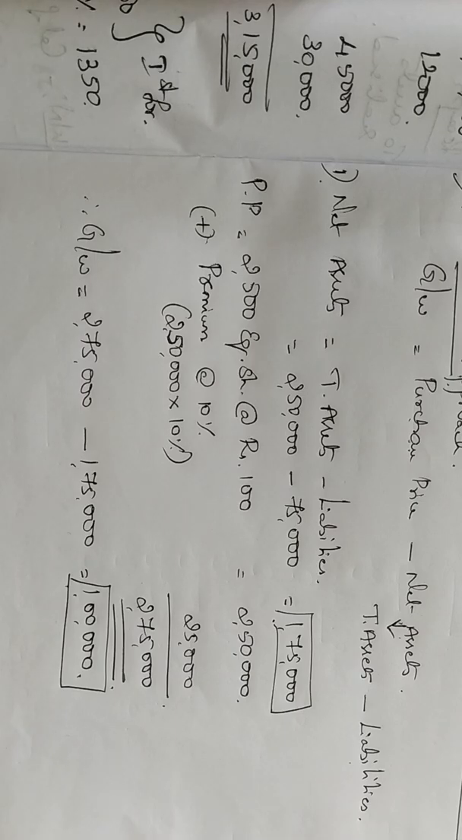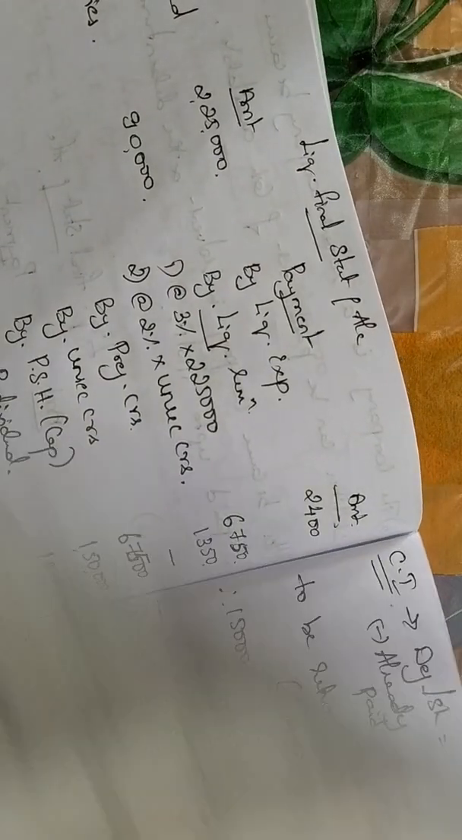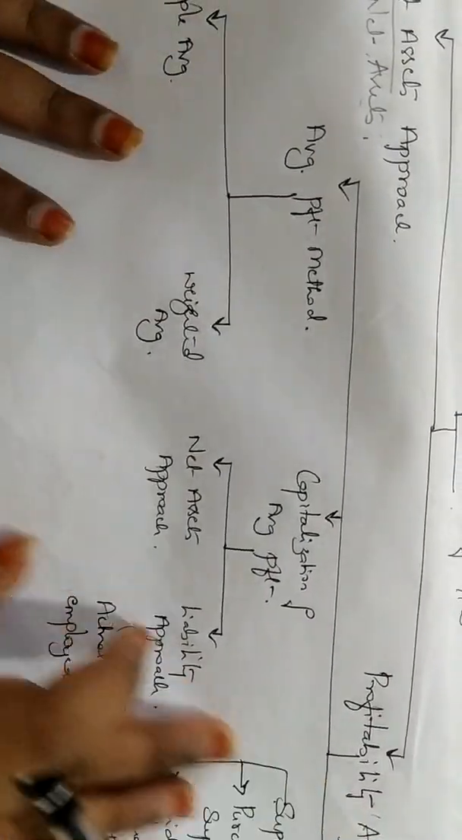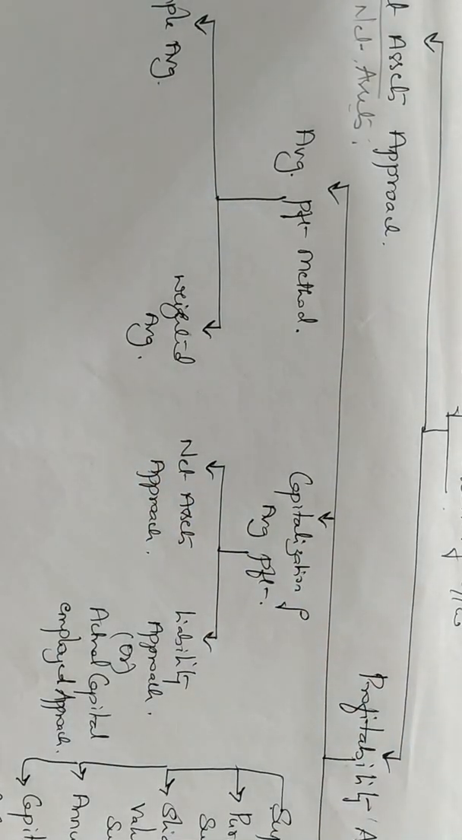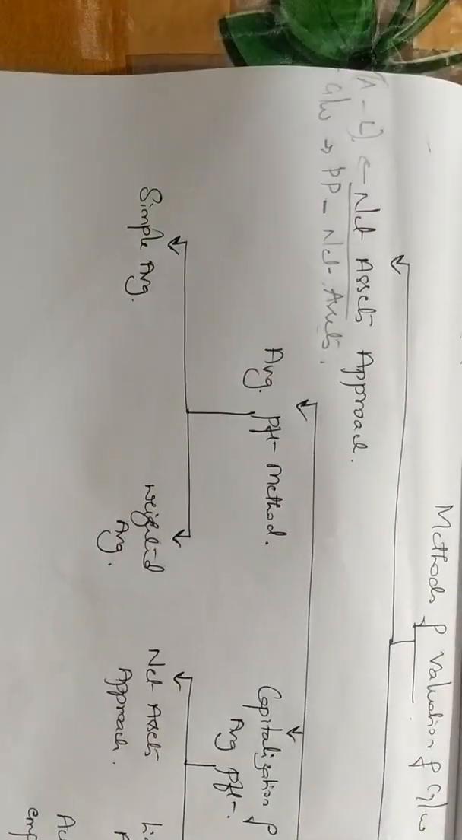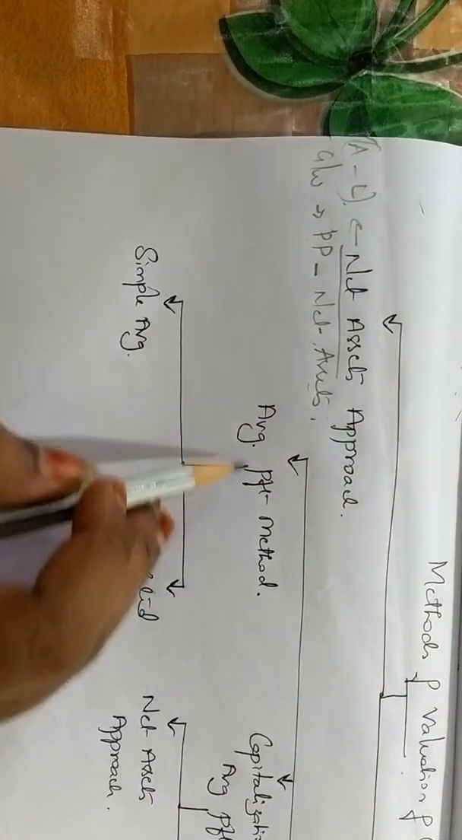Now we'll go ahead. Net asset approach is done. Okay, now I'm going to start with the next method. So I'll just again come back to the methods of valuation of goodwill. So here you have your profitability approach. Okay. Under your profitability approach, the first method that we have written is average profit.